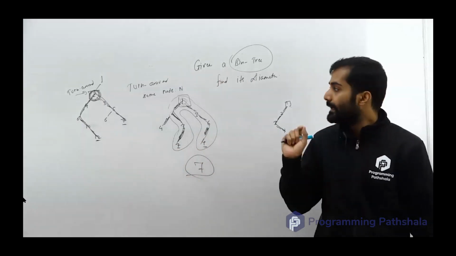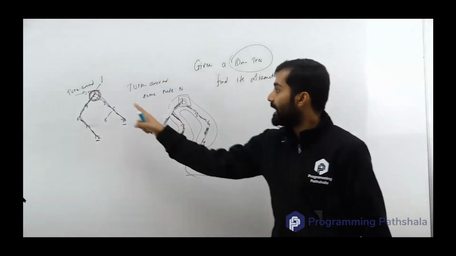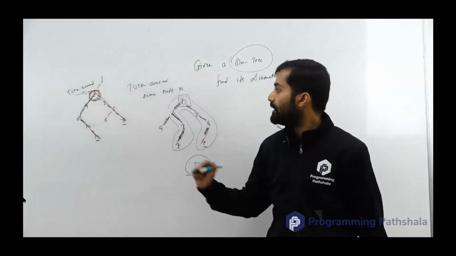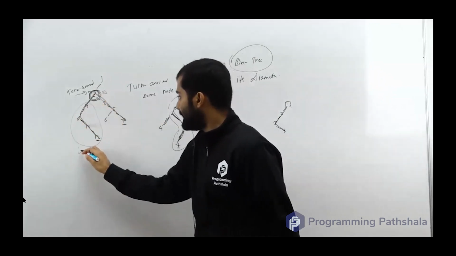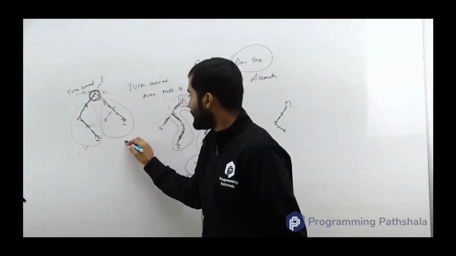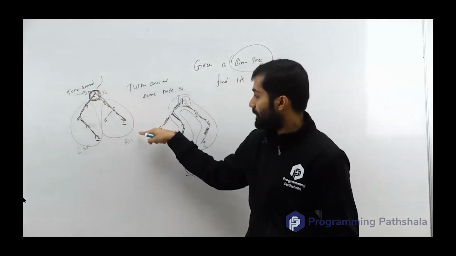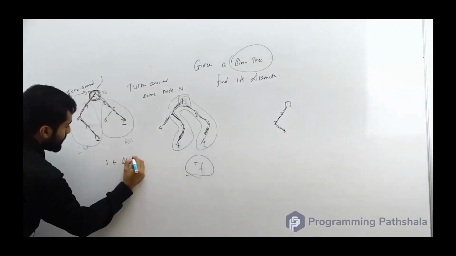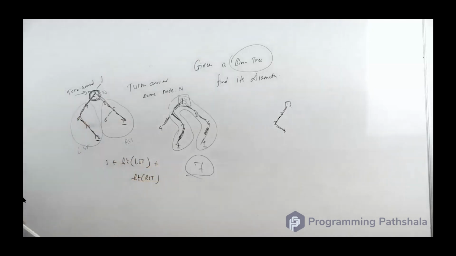So in other words, can I figure out the longest path that passes through it by taking a turn around from here? The answer to that is very simple. If there is a node, let's call it n, and it has a left subtree, call it LST, and a right subtree, let's call it RST, then the longest path that passes through it by taking a turn around will simply be equal to 1 plus the height of left subtree plus the height of right subtree. That is the longest path that passes through it and takes a turn around.